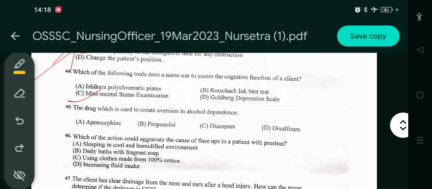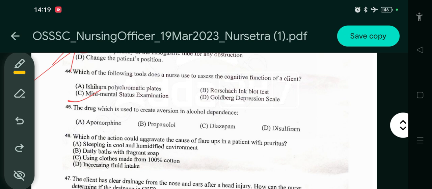And why not the other options? The other option is Ishihara polychromatic plates. It is not an assessment tool for cognitive functions. And Rorschach ink blot test is also not an assessment test for cognitive functions. It is for personality assessment.